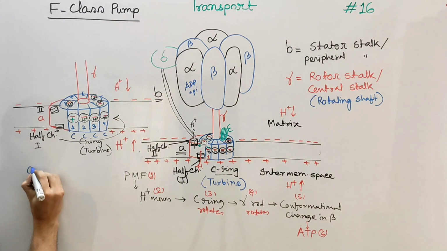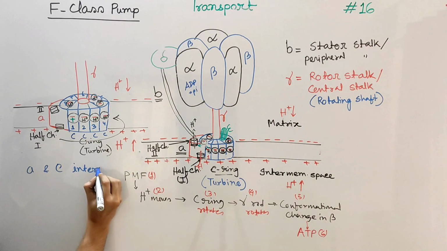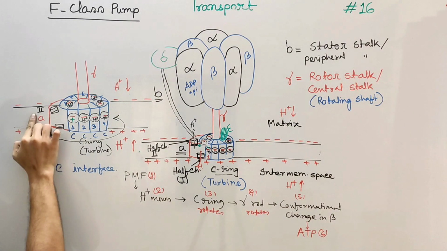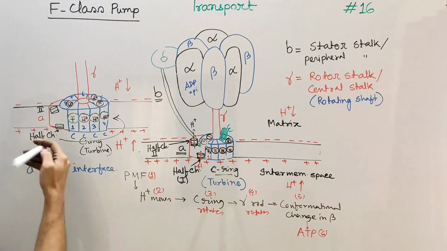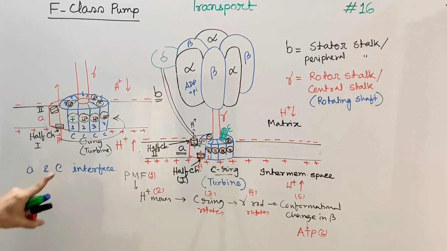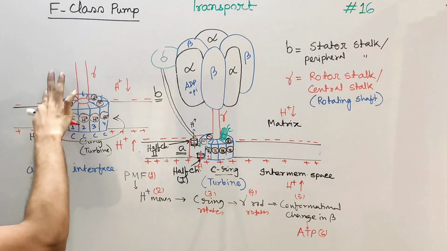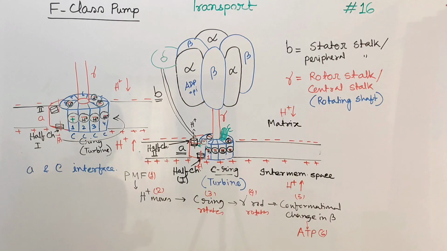In between this A and C interface, there are two half channels present. One is called half channel 1 and another is called half channel 2. Now why is it called a half channel? Because through this half channel, protons cannot directly move from the intermembrane space to the matrix. It cannot go like this. That's why it is called a half channel.